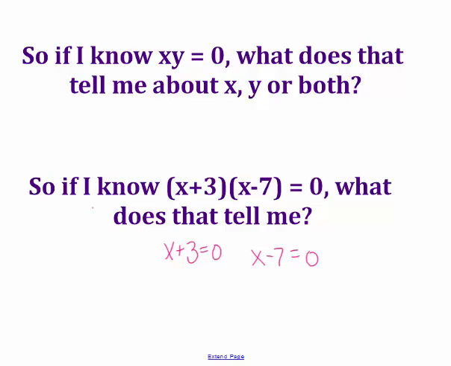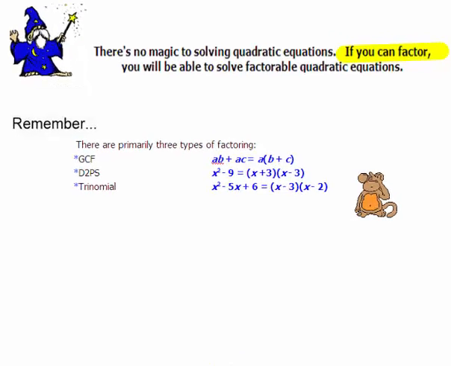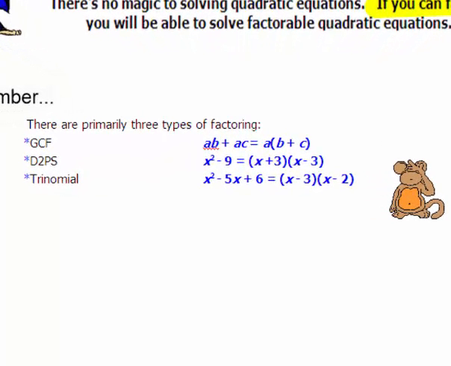And we are going to use this property in order to solve quadratic equations that are factorable. So, if you can factor, you will be able to solve factorable quadratic equations. Just to review, there are 3 primary types of factoring. Don't forget about our friend GCF, and then we have difference of perfect squares and our trinomial expressions.